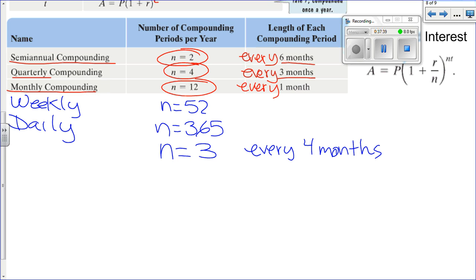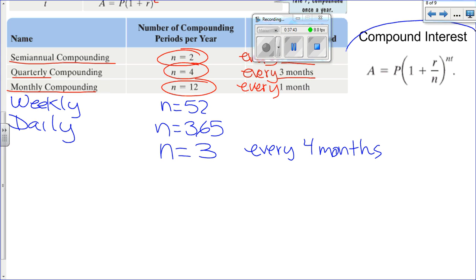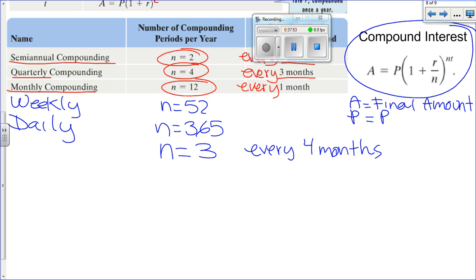All right, so let's go to the next slide so we can, oh, by the way, this is the formula for compound interest right here, where A is the final amount, P is the principal, R is the rate, and N is the number of compounding periods.